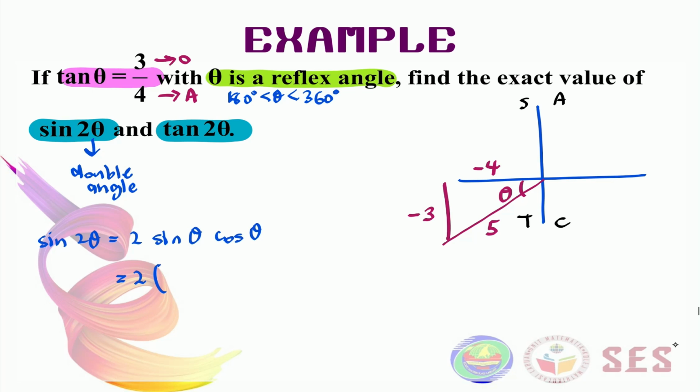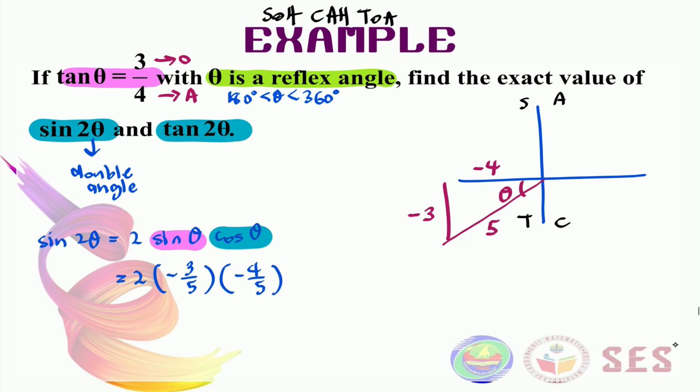Now we need to find the value for sin theta and the value for cos theta from the triangle here. From SOHCAHTOA, we know that sin is the opposite divided by the hypotenuse. So sin theta over here is equal to -3 over 5. And cos theta is equal to the adjacent divided by the hypotenuse. So adjacent is -4 divided by the hypotenuse, that is 5. So put this in the calculator, you're going to get the answer as 24 over 25.